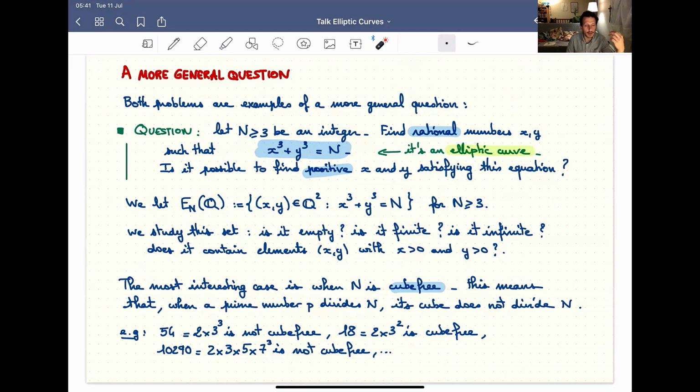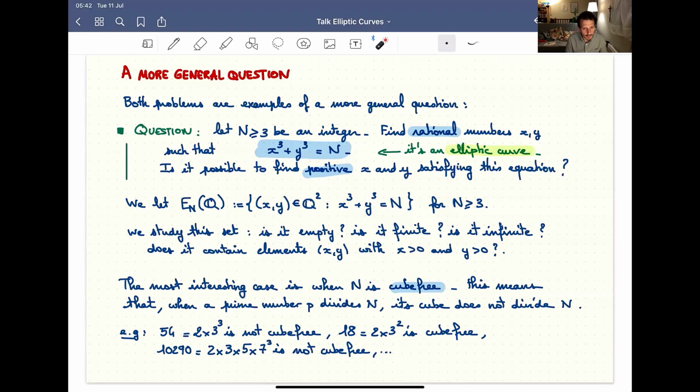So for instance, 54 is not a cube-free number because when you write the decomposition into a product of prime numbers, 54 is 2 times 3 times 3 times 3. 3 appears 3 times, so 54 is not cube-free. There is a cube factor in there, 27. On the other hand, 18 is cube-free because 2 appears once in the decomposition and 3 appears just 2 times and not 3, so it's fine.